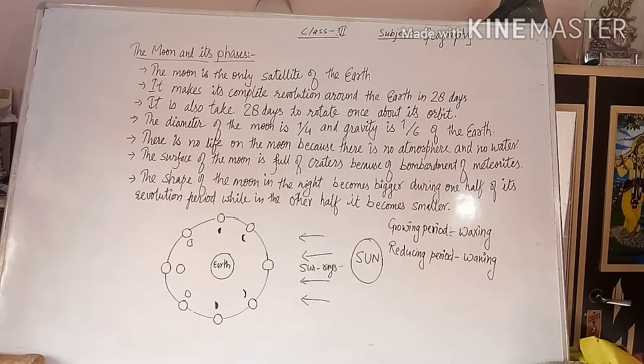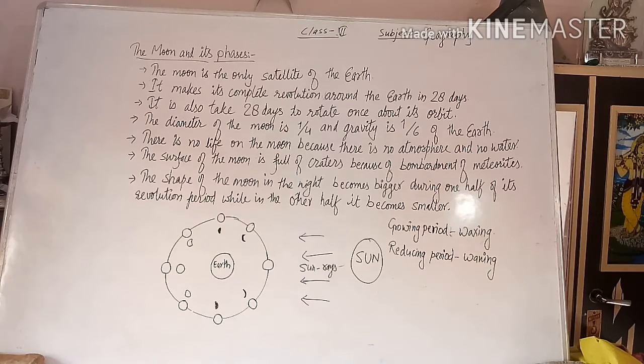The next one, the shape of the moon in the night becomes bigger during 1/2 of its revolution period. Now what is the revolution period? 28 days. Remember this one. In the 28 days, the 1/2 of 28 means 14 days. The shape of the moon in the night becomes bigger in 14 days, and in the other half, the other 14 days, it becomes smaller.